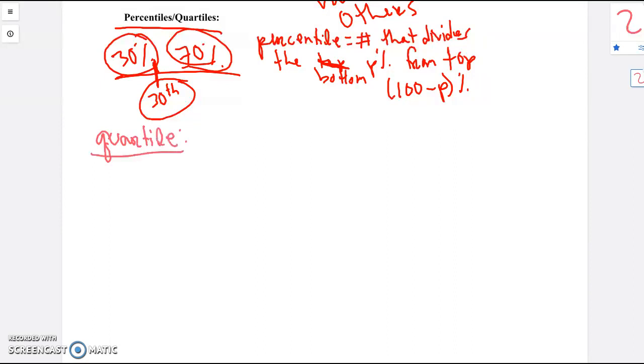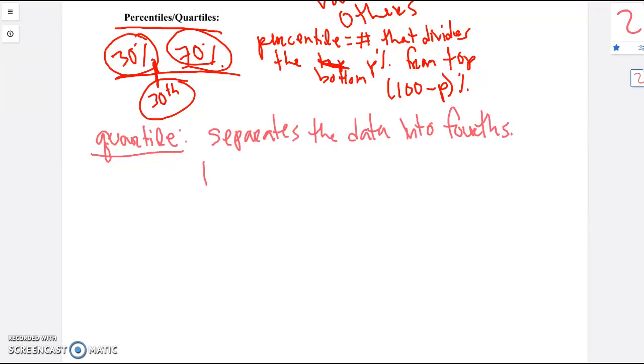A quartile basically separates the data into fourths. That's what it is. If I were to draw it, let's say this is my data. Basically what the quartiles do is separate everything into 25%, so everything is evenly split into 25%. This is what it looks like.